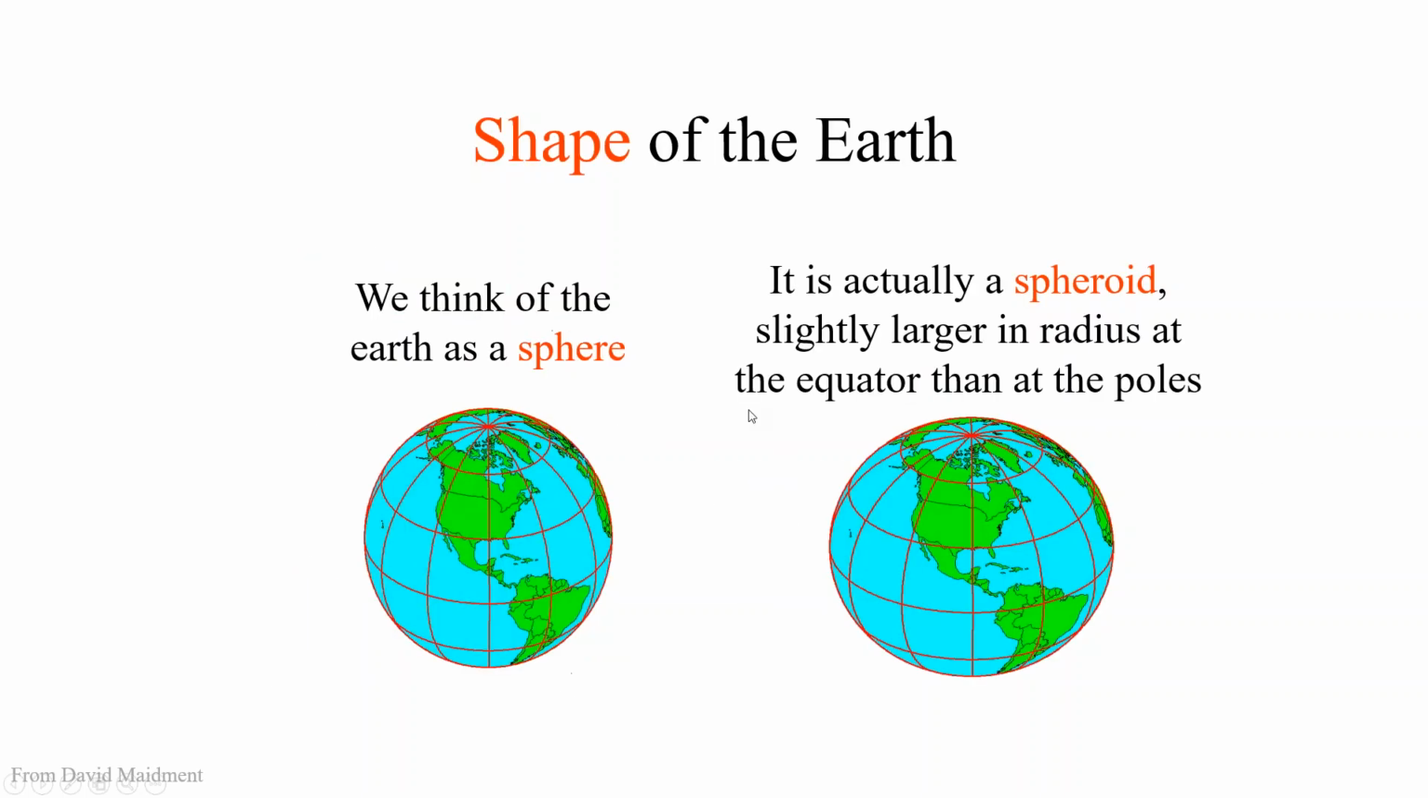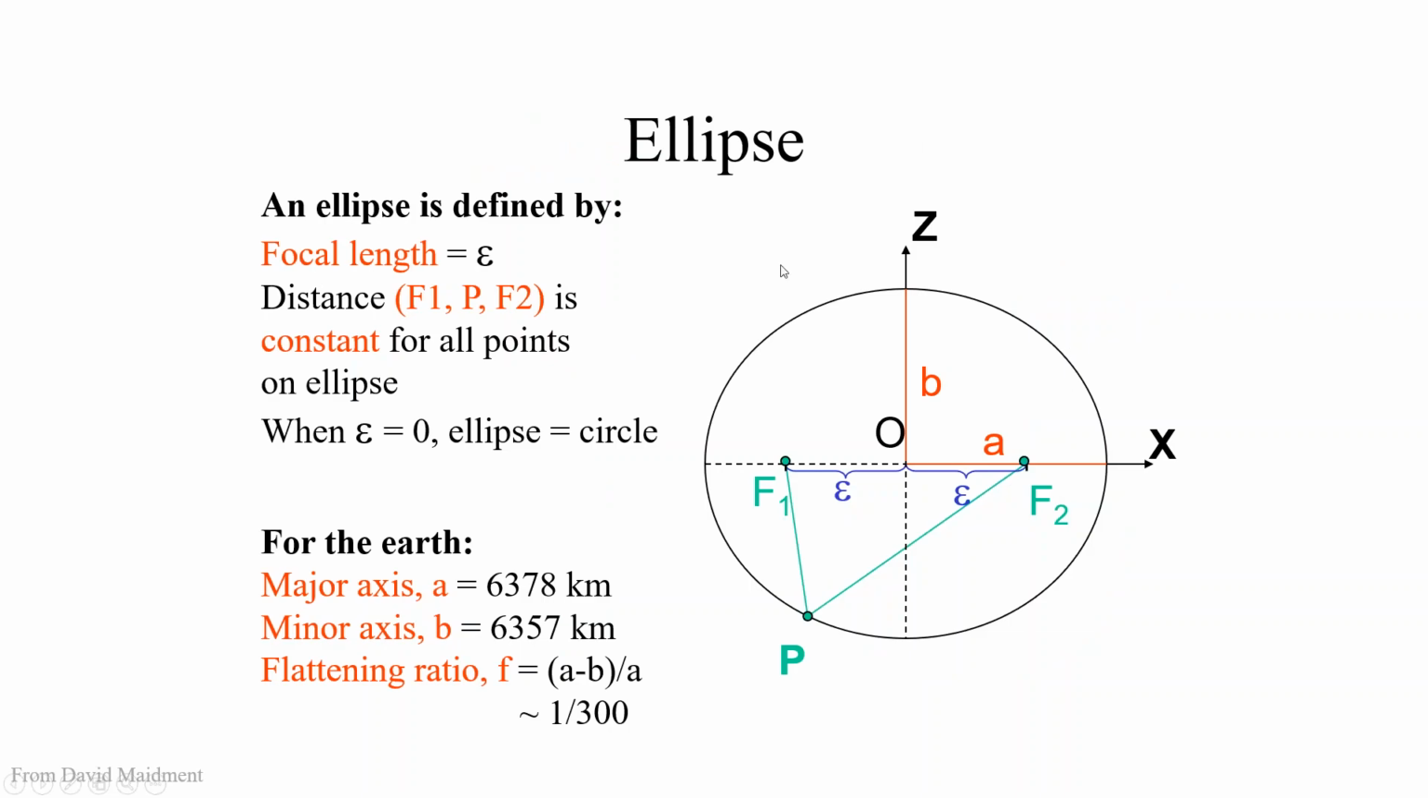So it's a spheroid or an ellipsoid, and that's defined by basically an ellipse that's being rotated. An ellipse has a focal length, the distance from its center to one of its focal points, and it has two axes, a major axis, which is the longer radius, and the minor axis, which is the shorter radius. And then there's a flattening ratio, which is effectively the difference between those two scaled by the major axis.